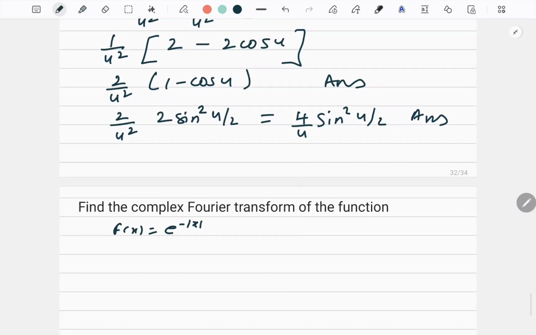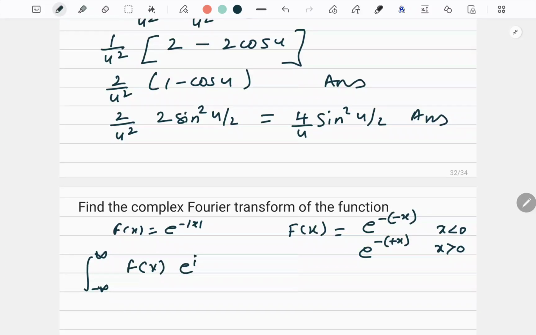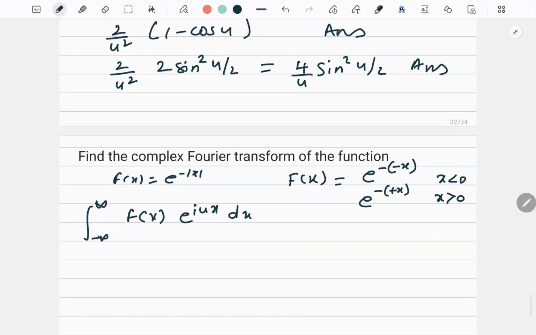So it is f of x is equal to e to the power minus mod x. So how can I do this question now? Again, as I explained, f of x can take two values. One is minus mod x is minus x, this is applicable when x is less than 0. And e to the power minus of plus x, this is applicable when x is greater than 0. Now as such, Fourier transform is from minus infinity to infinity, f of x e to the power iux dx, correct? So let me put it.